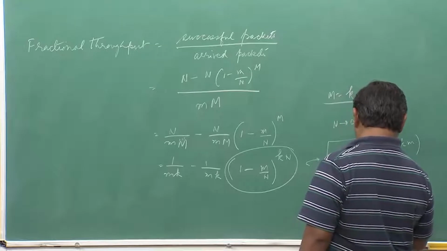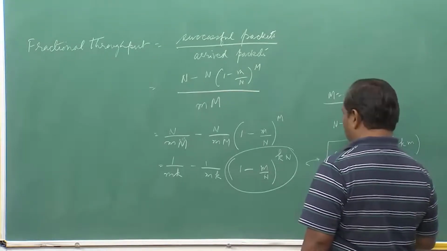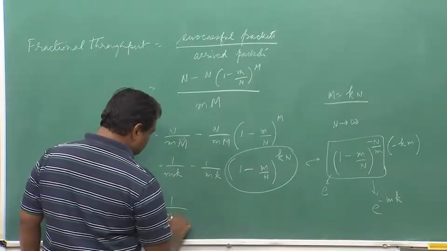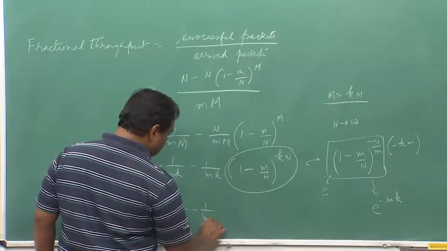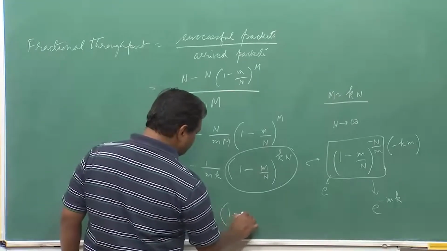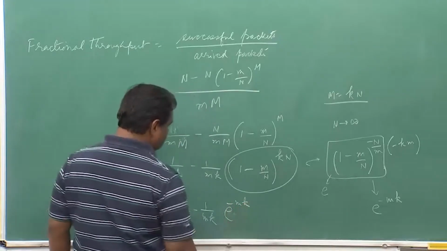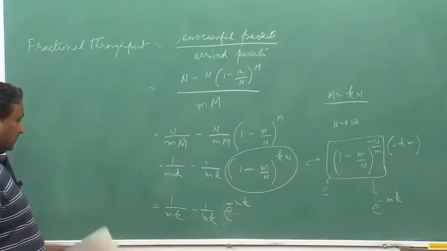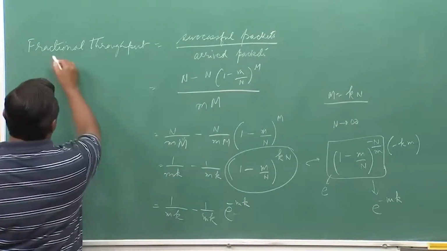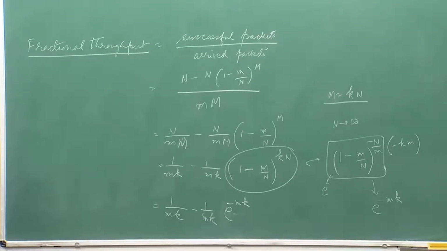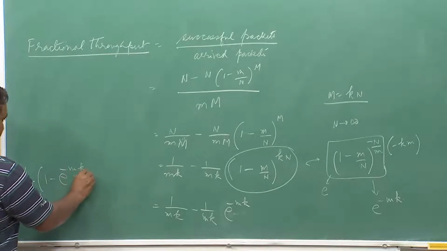So, this whole thing will now be e raised power minus mk. When n goes to infinity, what you will get is (mk minus 1)/mk, and 1 minus this will be e raised power minus mk. That is your expression for the fractional throughput. So, in fact, we can write it as 1 over mk times (1 minus e raised power minus mk).